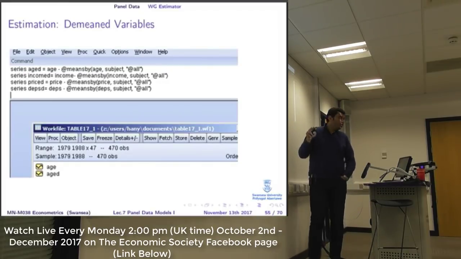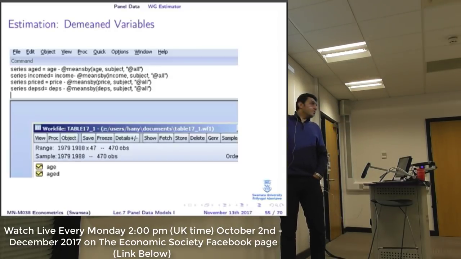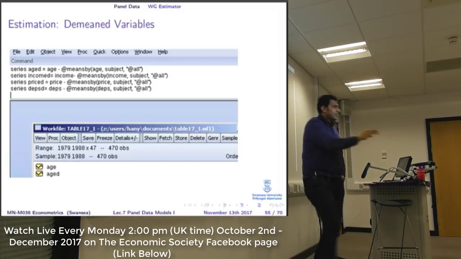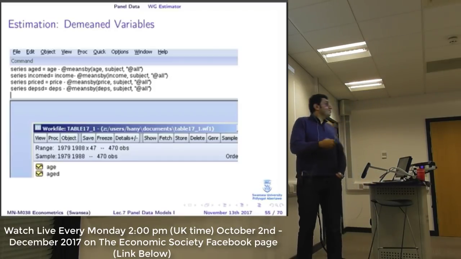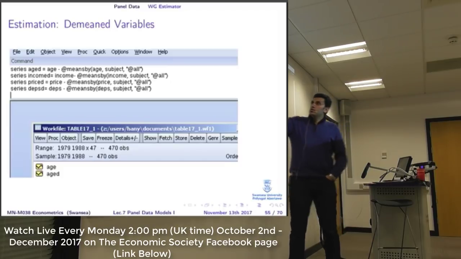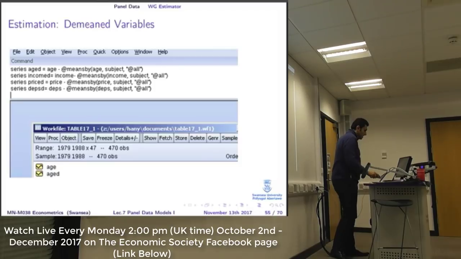I just want to show you how to calculate this if you want to, how to generate a new variable. I'm creating a new series here called age d. You can give it any name. This is just a name I give to a demeaned variable, just to know this is the demeaned variable. So I subtract age, so go back, age minus the mean, exactly as in the equation.